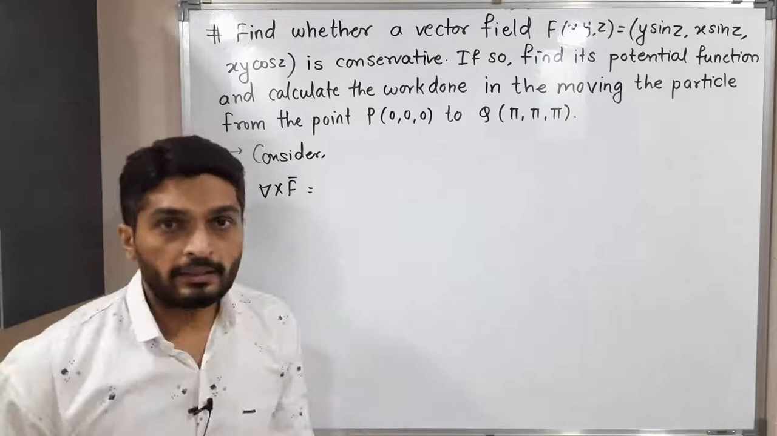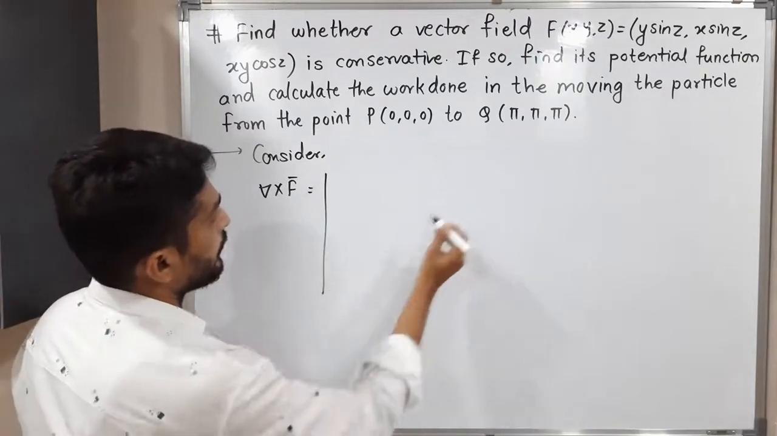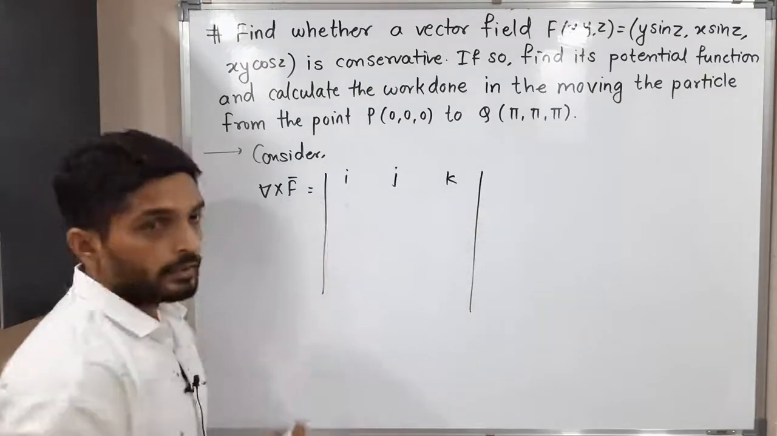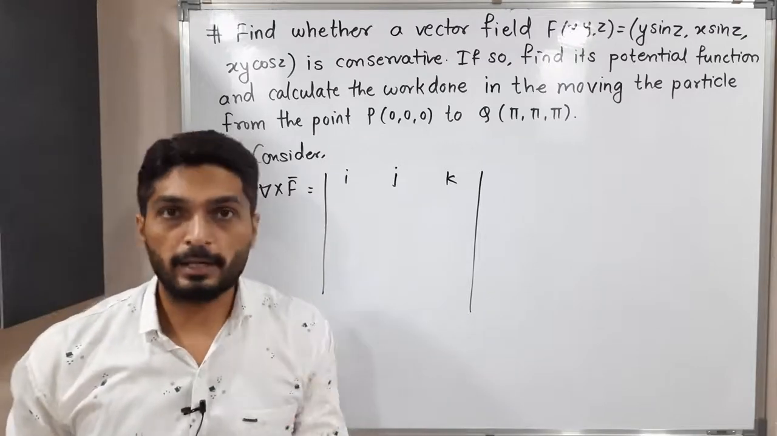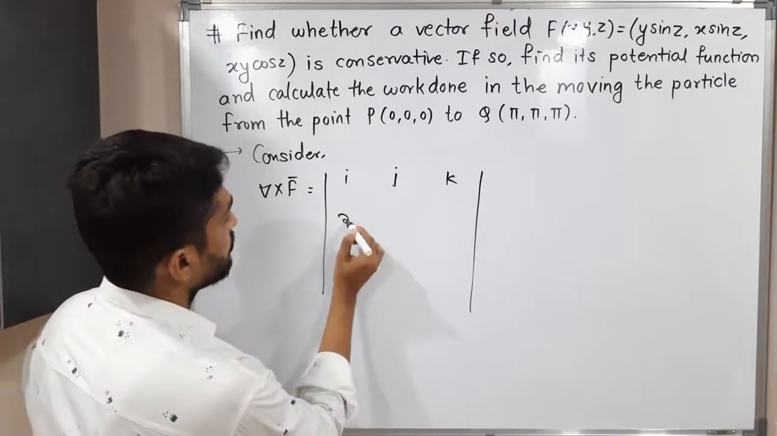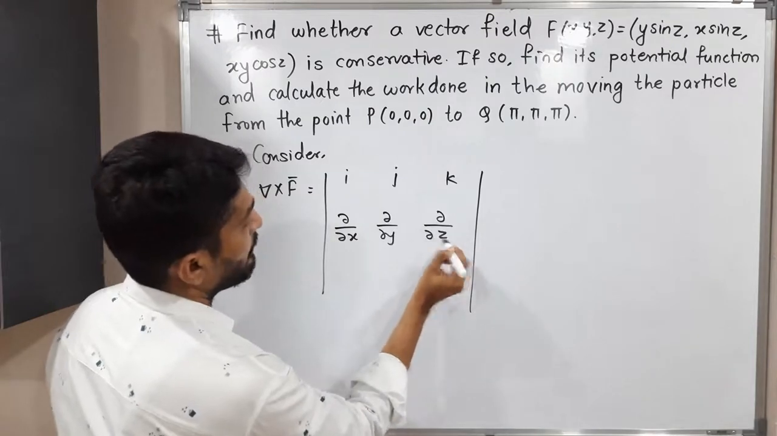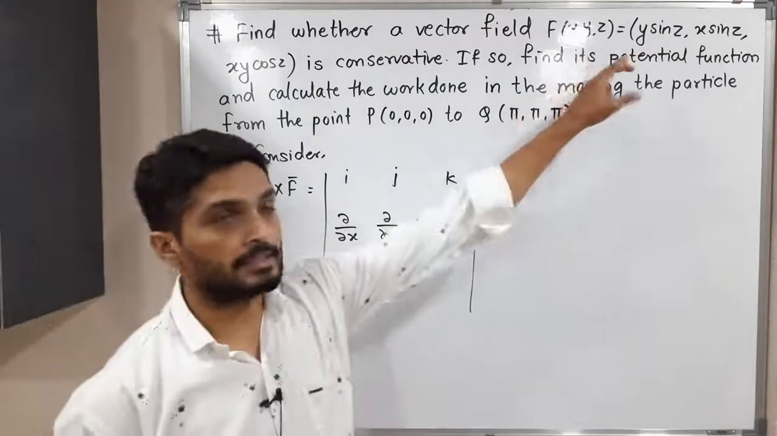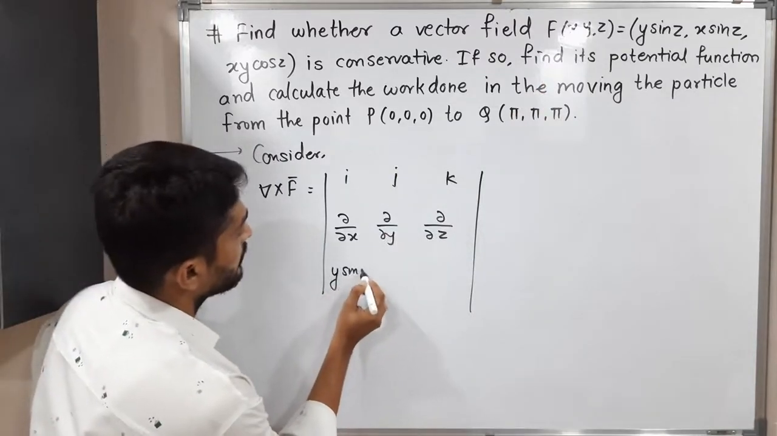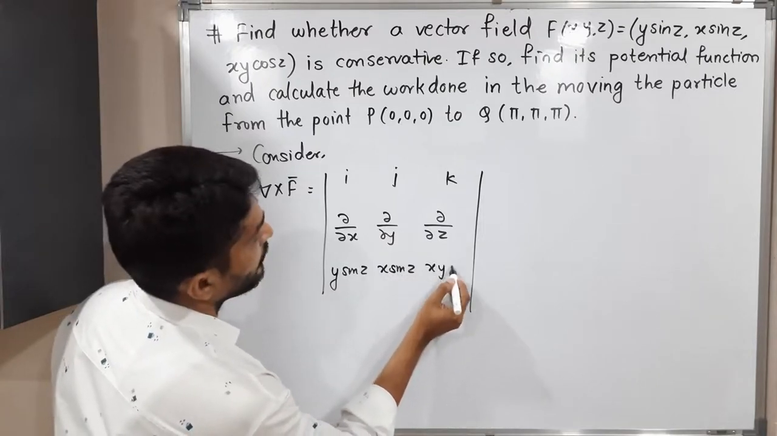You know how to find the cross product of two vectors. We get its value by solving the determinant with i, j, k. Del is an operator having components ∂/∂x, ∂/∂y and ∂/∂z, so that will be my second row. The definition of f bar is this one. What is the first component? y sin z, next x sin z, and the last one is xy cos z.